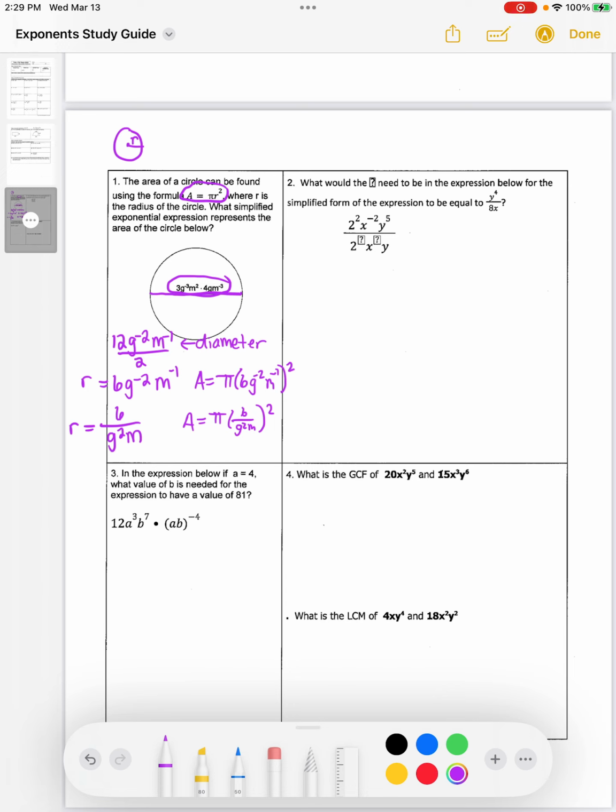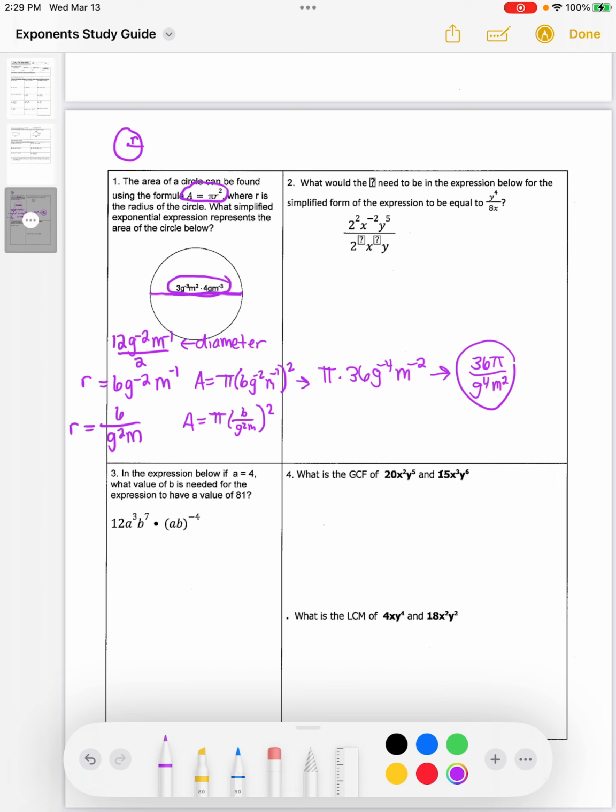I'm going to use this space over here in number 2 spot to simplify. So this answer over here would be pi times 6 squared is 36. And g to the negative second squared, that's going to be g to the negative fourth. And then this would be m to the negative second, which simplifies to, I'm just going to move the 36 out front and the pi behind it. 36 pi over g to the fourth, m to the second would be the area of that circle.